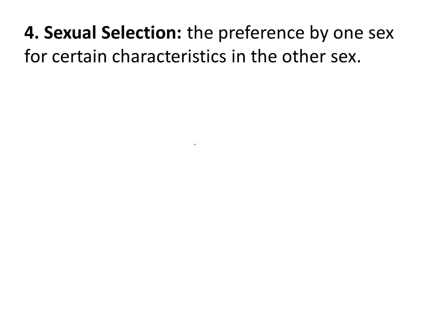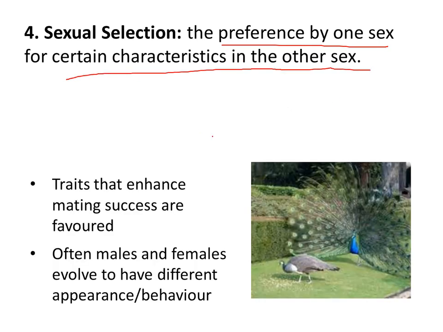Another type of selection is called sexual selection, and it would only work for organisms where you have different sexes within the species. It's the preference of one sex for certain characteristics in the other sex. So, for example, traits that enhance mating success are going to be favored. And often the result is that the two sexes of the same species look different. Peacocks are a classic example, where the males have this giant tail and the females don't. So that must be showing some type of sexual selection. That's the reason why males and females are so different for that particular species.